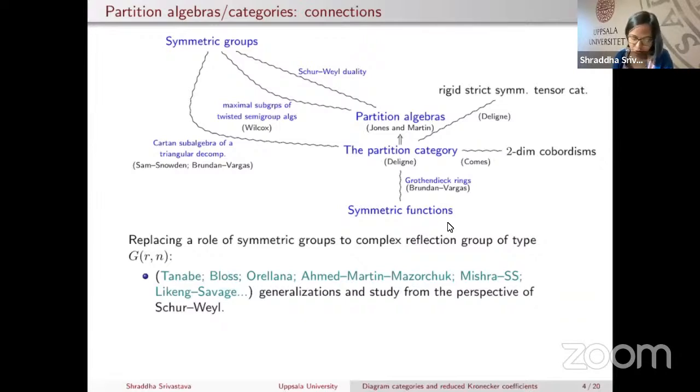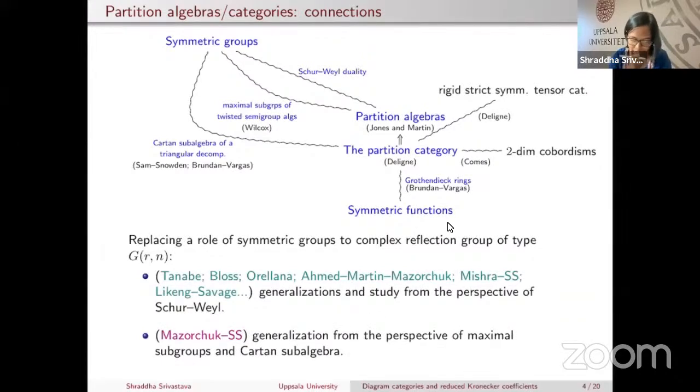Ahmad, Martin, and Mazorchuk looked at these from the viewpoint of semigroups. And with Ashish Mishra, I also looked at a certain generalization. We basically looked at specific subgroups of G(r,1,n), which are index p subgroups, where p is a divisor of r, and they are also complex reflection groups. From the viewpoint of categories, Lehrer and Savage have been studying it as a symmetric tensor category, and gave a presentation and connected it with several other things.